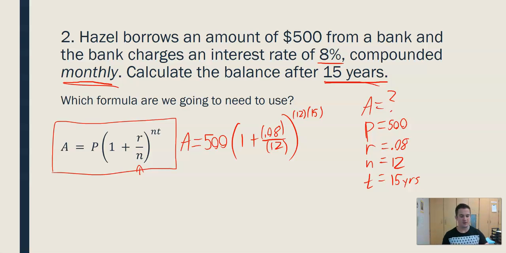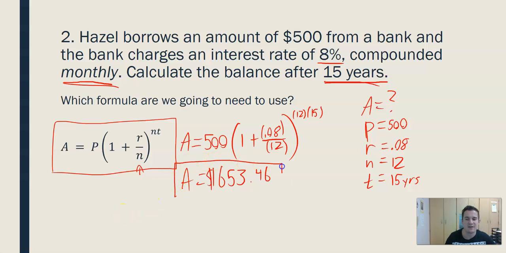What do I get there? That's going to be A equals $1,653.46. Holy cow! 15 years, you only borrowed $500, and now you owe $1,600. That's the danger of borrowing money, my friends. But that's how much after 15 years you would owe.